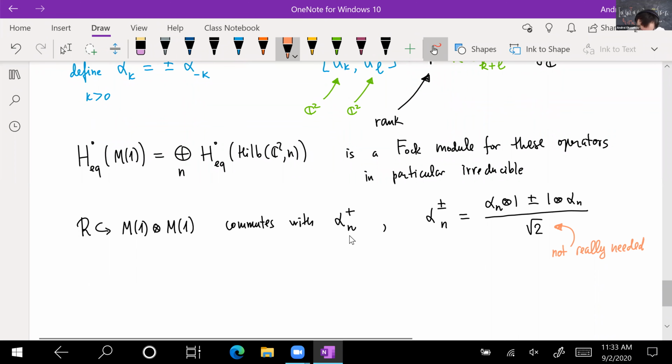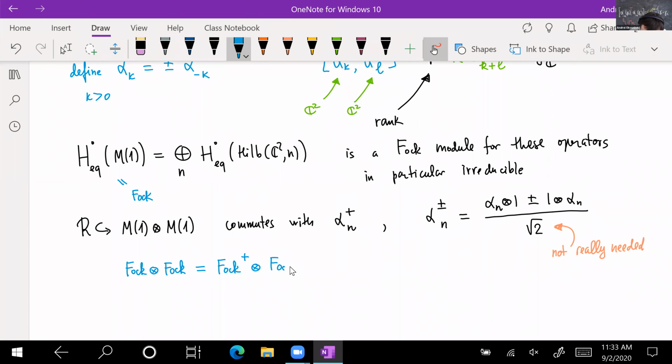And so this commutes with that. According to this, I denote this Fock. So I have my Fock tensor Fock, and I can write it as Fock plus tensor Fock minus, according to the actions of this alpha. This is where alpha plus n acts, and this is where alpha minus n acts. They commute. So this is alpha plus n commutator.